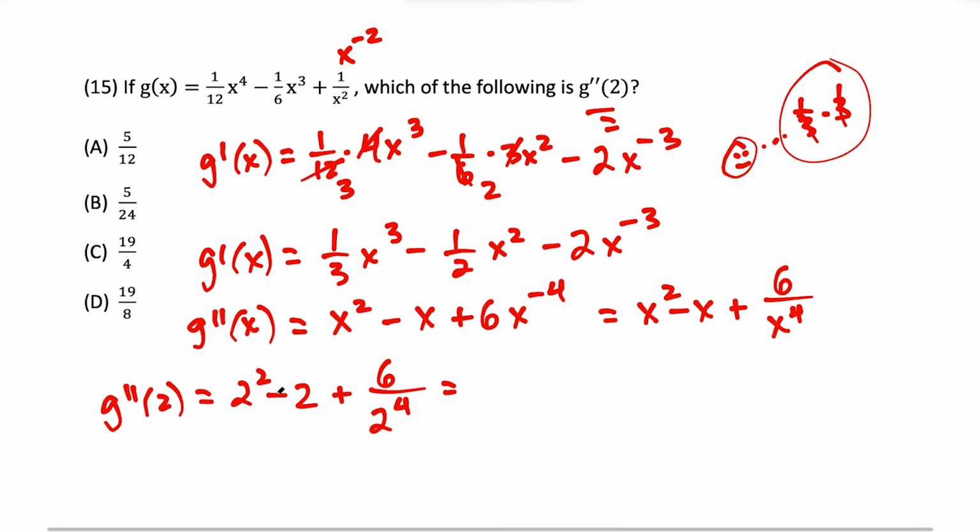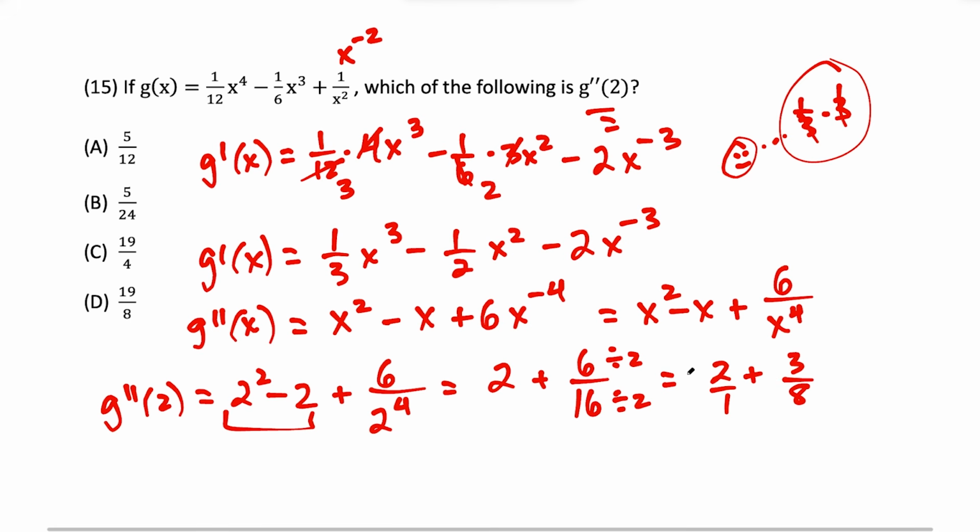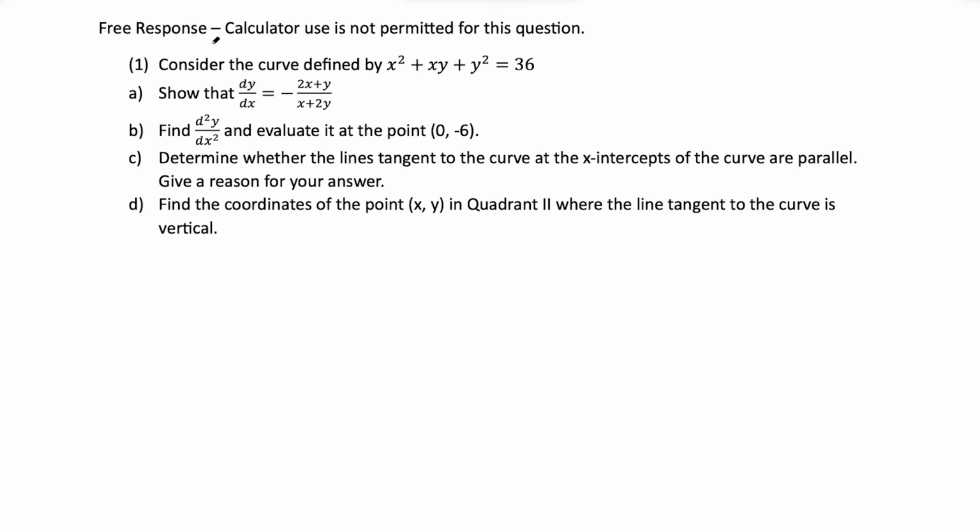So now we work this out. Let's see, we have 4 minus 2 is equal to 2, and then plus 6 over, and if we do 2 times 2 times 2 times 2, that's 16. And now from here I would divide by 2 on top and bottom just to reduce this a little bit. So we have 2 plus 3 over 8. So now this is 2 over 1, so I would multiply this one by 8 over 8, just so we have matching denominators. And now g double prime of 2 is equal to 16 over 8 plus 3 over 8, and when we add these two fractions together, that's going to give us 19 over 8, which matches choice D.